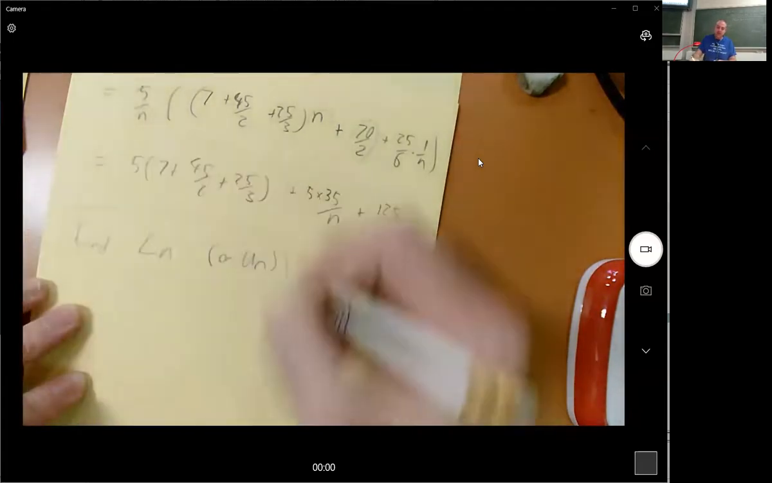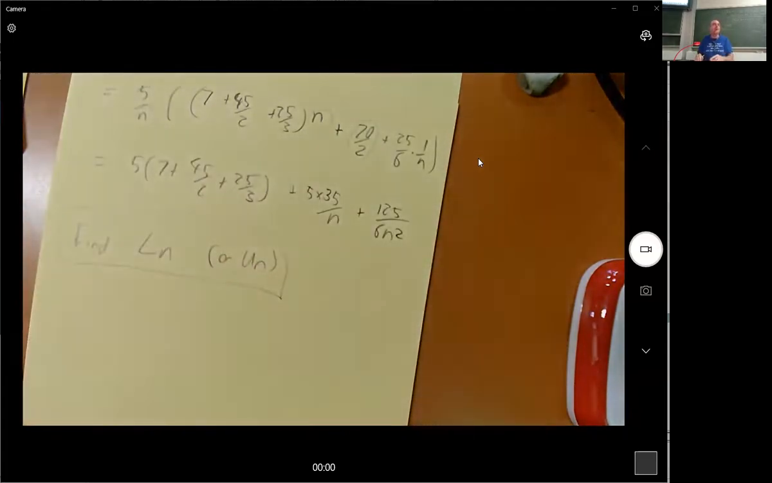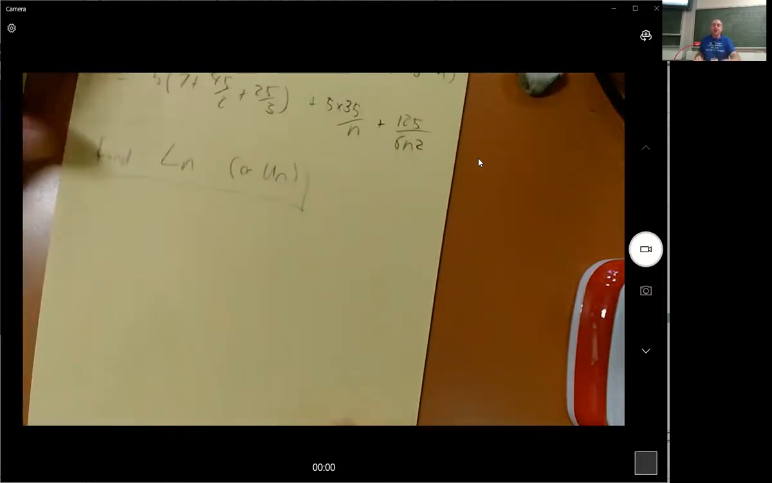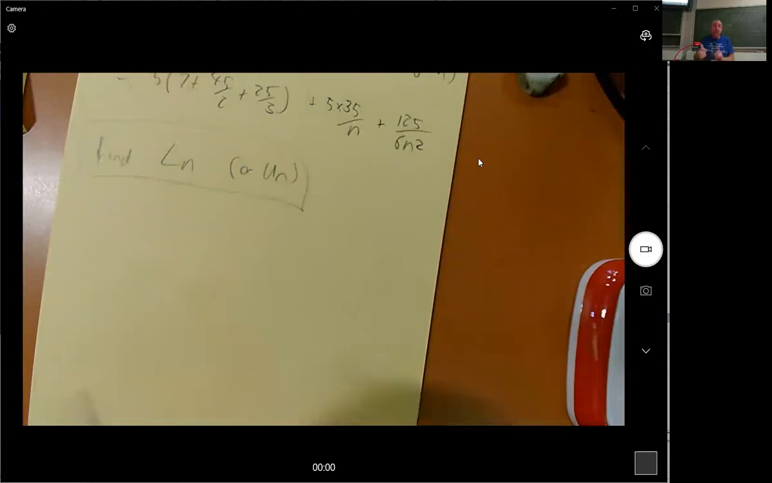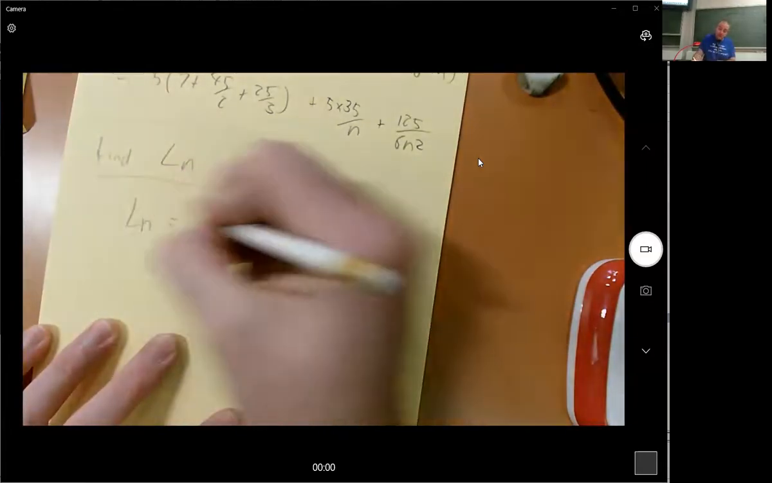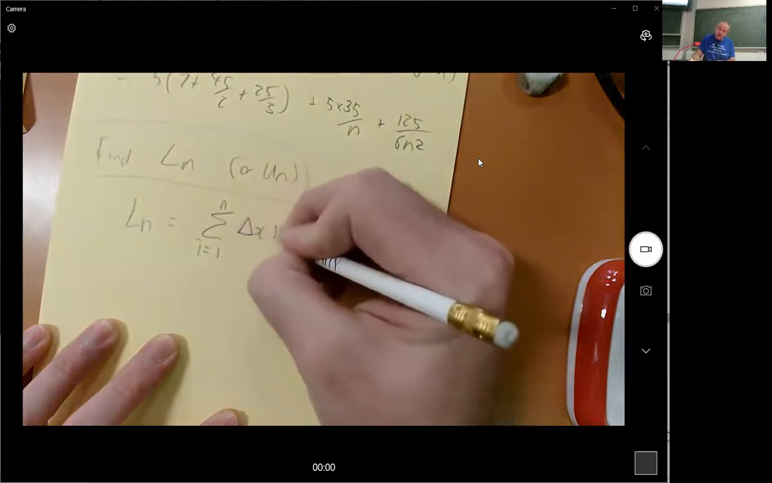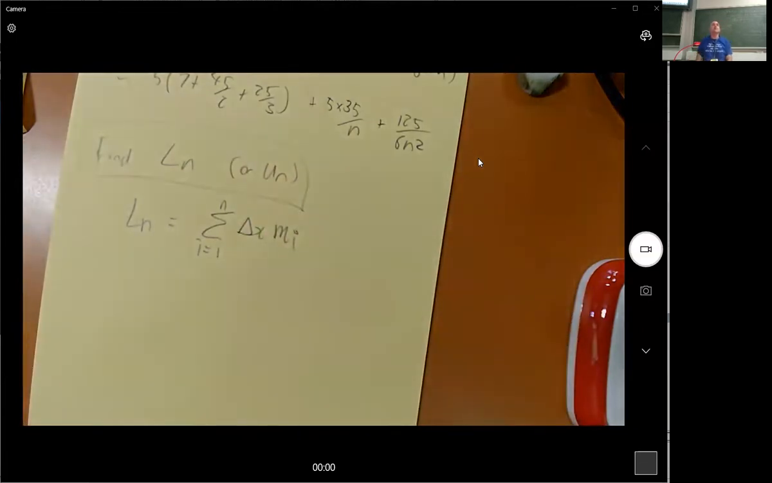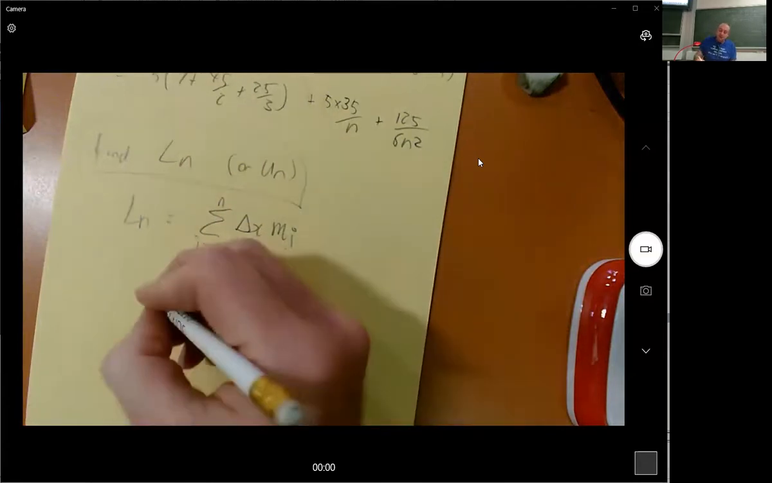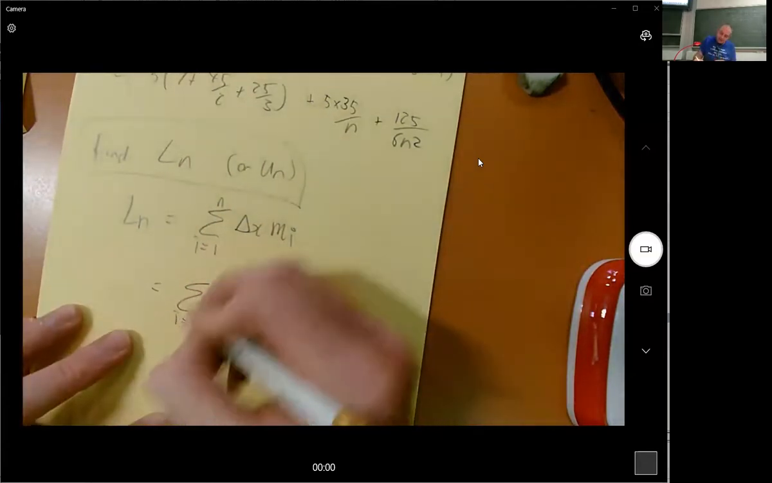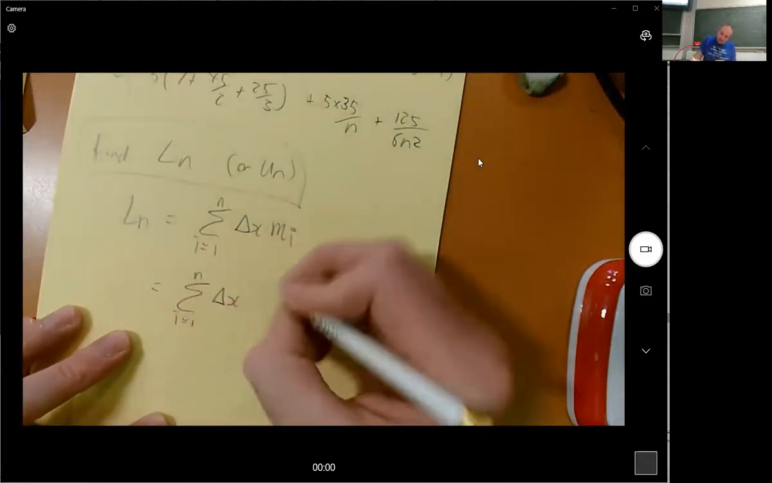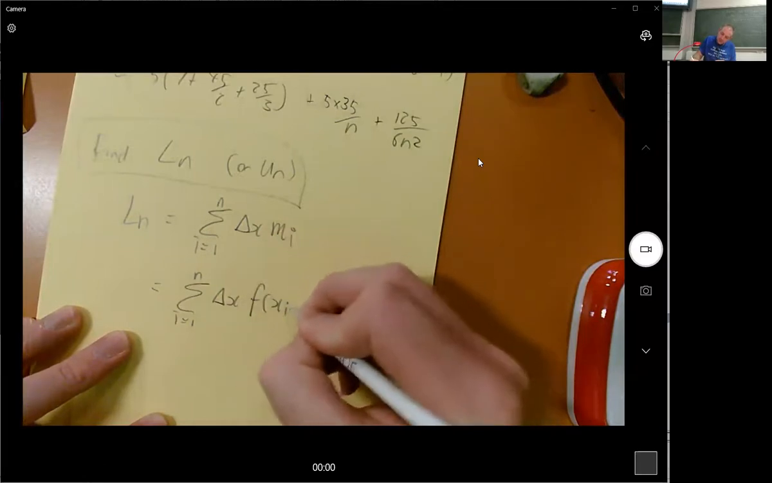This is my last step. I mean, you don't need to do this if you're going to write it down to yourself and just find the other one. So I'm not going to use much sum notation to do this, but I am going to write this down. The lower sum is the sum from i equals 1 to n of delta x times the minimum on each interval. And the minimum was f of x_(i-1), right?